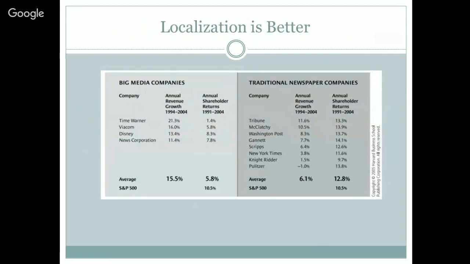So niche marketing is very localized. And according to the Harvard Business Review, here are some reasons why localization is actually better than going national or trying to expand. So on the left-hand side, we have some big media companies like Time Warner, Viacom, Disney, and News Corporation. And from a time period from the early 1990s to 2004, annual shareholder returns were only about a third the size of annual revenue growth in terms of percent. So annual revenue growth for those companies was 15.5% on average, but shareholder returns was only 5.8%. Compared to the S&P 500, it grew 10.5% during that same time period.